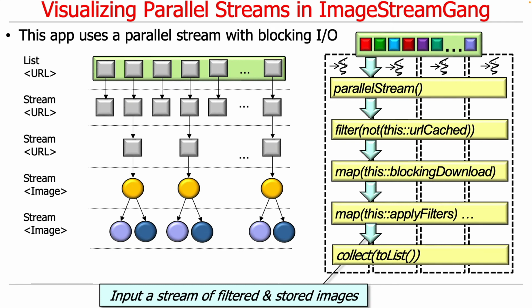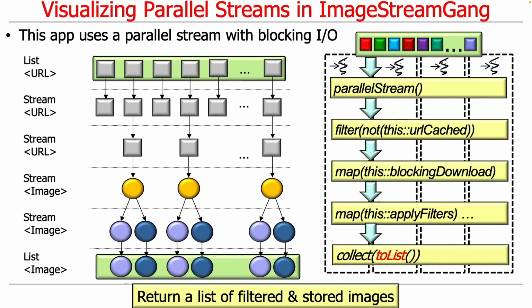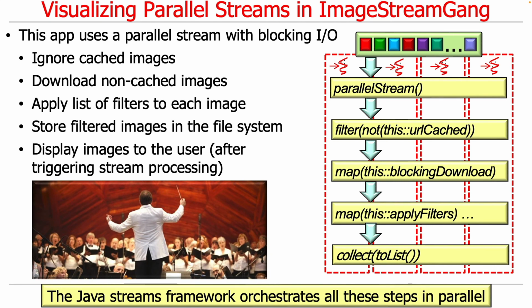And so that's what it looks like visually. And again, keep in mind, it's pulling those operations through each of the phases in the stream. Of course, nothing starts to run until the intermediate operations are hit, and the terminal operations are hit. That's what starts everything in motion, and everything runs at that point. So we end up with a list of filtered and stored images from collect. The cool part about this is that the Java Streams framework orchestrates all of this stuff in parallel. You don't have to know, you don't have to care how it works. It's doing it all on your behalf.